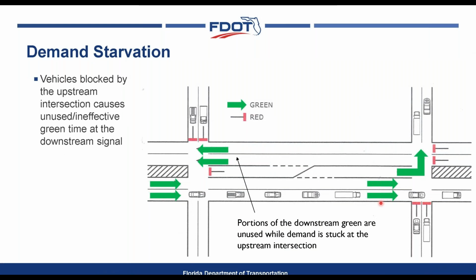And then another issue with the closely spaced intersections is demand starvation. That occurs when the signal phase is green and no traffic is present. So this can occur at the crossover intersections because upstream traffic that's going through a 3 or 4 phase cycle may not be serving a movement that is actually approaching the crossover.